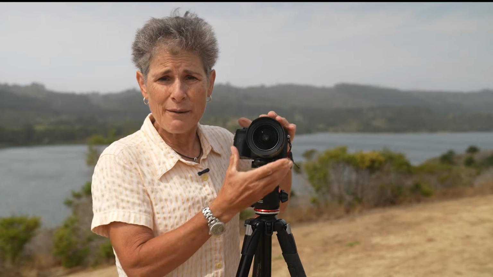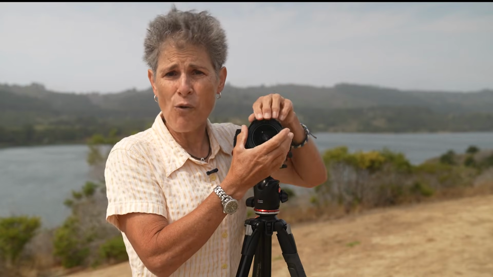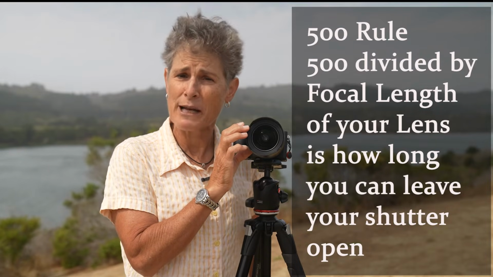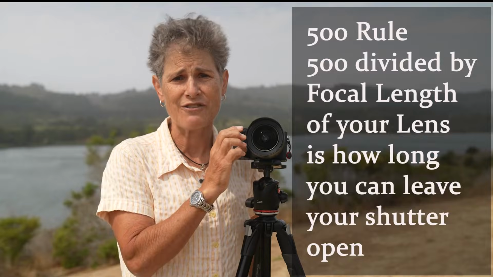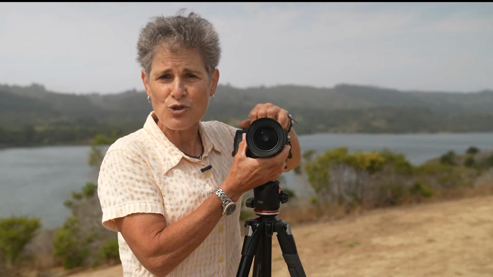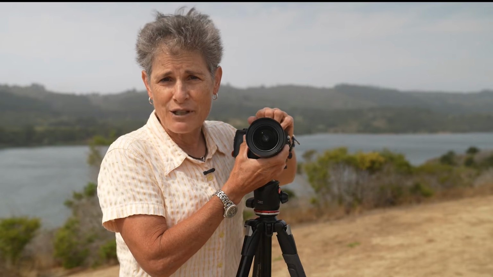But the time you can leave your shutter open before you get star trails will be determined by the 500 rule, which says take 500 and divide it by the focal length of your lens. So for example, if you're using a 50mm lens, 500 divided by 50 is 10, or 10 seconds. After that, you'll have star trails. Some people think the 500 rule is not reliable, but I think it's a good rule of thumb. ISO is the amount of introduced light. It's light introduced internally by your camera.